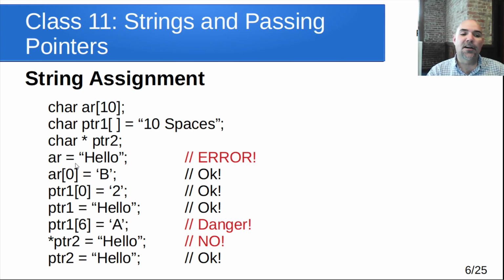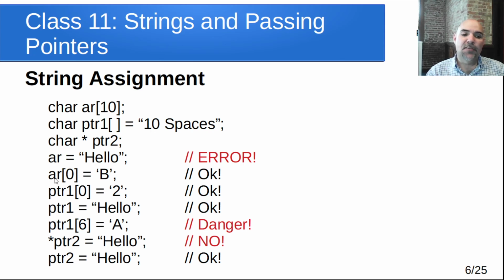Now, down here, AR equals hello. You cannot do a string assignment like that. The reason is that AR, the name of the array, when used by itself, always means the address of where in memory this array is. And I can't change where that is in memory, so I can't assign that. I cannot do that. So you cannot do a string assignment that way.